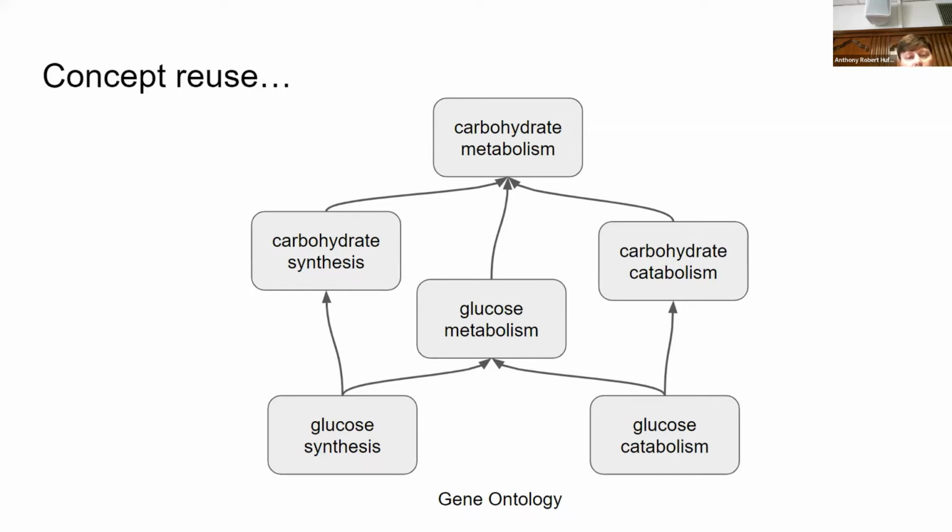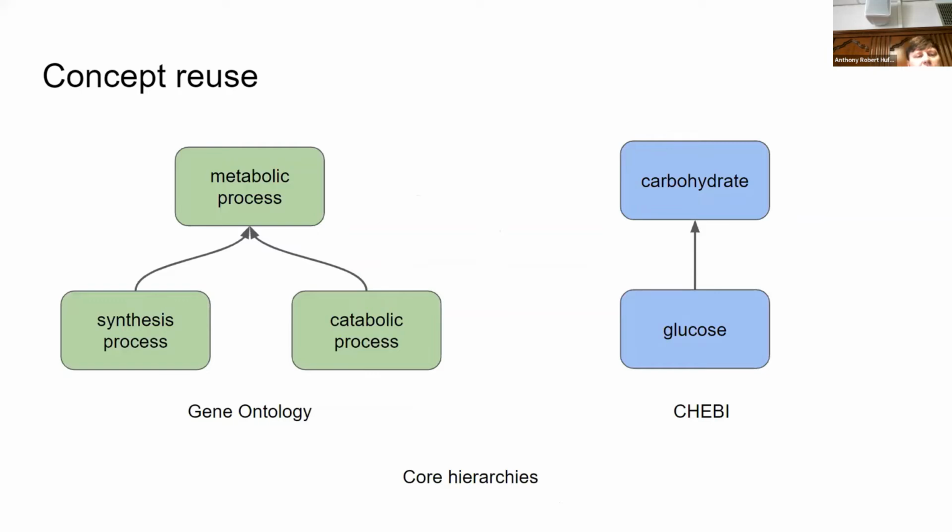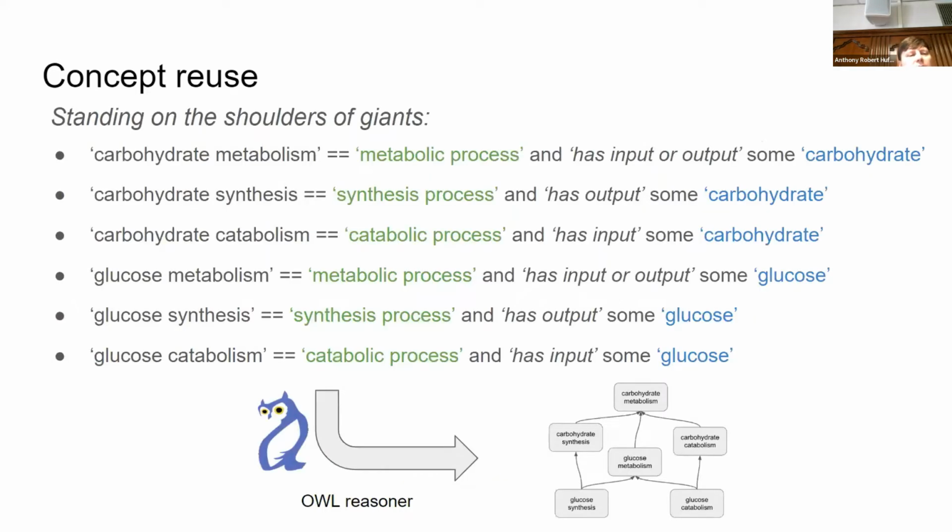And so luckily, we don't maintain them like that. They get inferred. In practice, the Gene Ontology is focused on this hierarchy of metabolic processes, and then ChEBI is who tells us that glucose is a subtype of carbohydrate. And so they can work on those core hierarchies in those separate projects. But then in GO, these terms for carbohydrate metabolism or glucose metabolism are defined using OWL expressions.